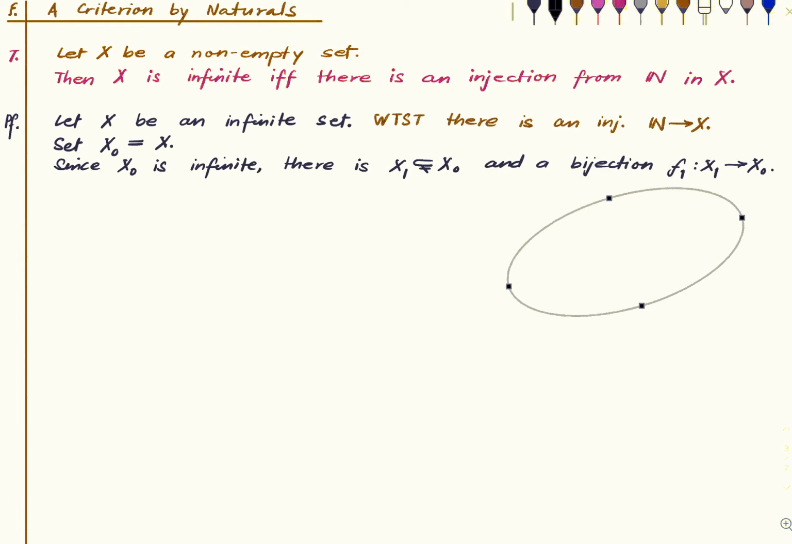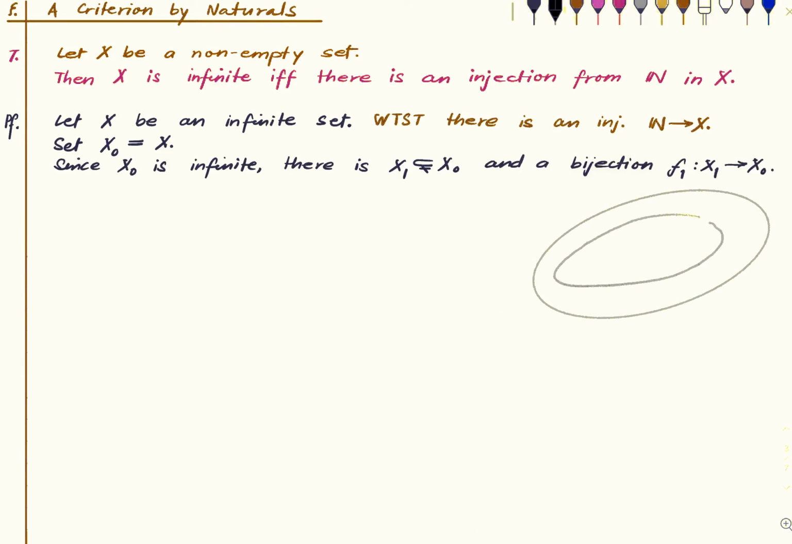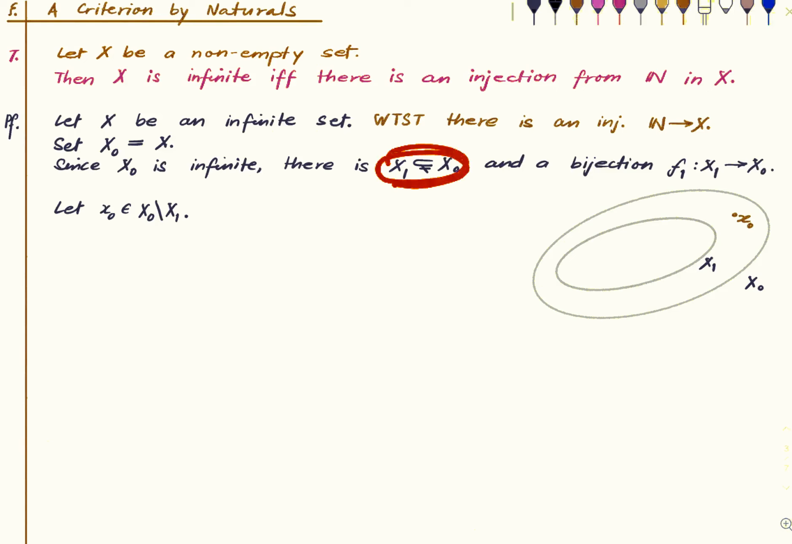And let me draw a diagram. So this is our set X naught and this is X1. Okay. Let us also fix a point. So let x naught be chosen like this. So the point x naught is here. Okay, it is outside X1 but inside X naught. We can do this because we have a proper containment. Okay, now define X2 as f inverse of X1.